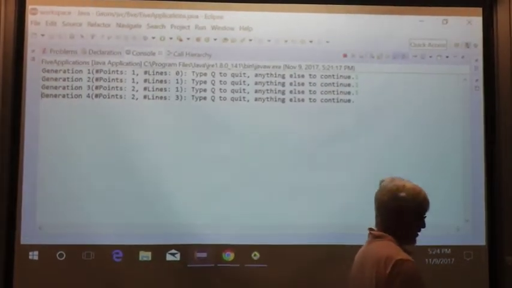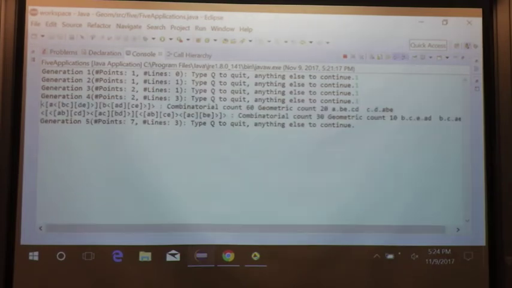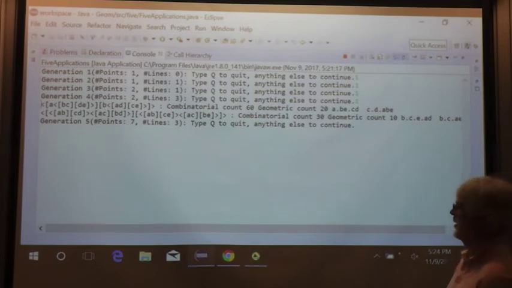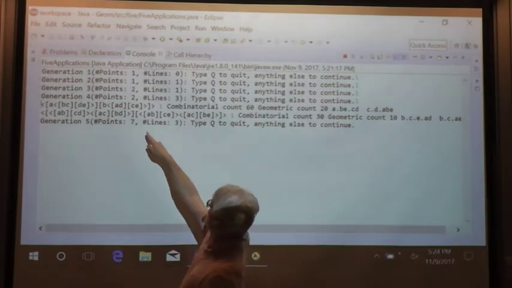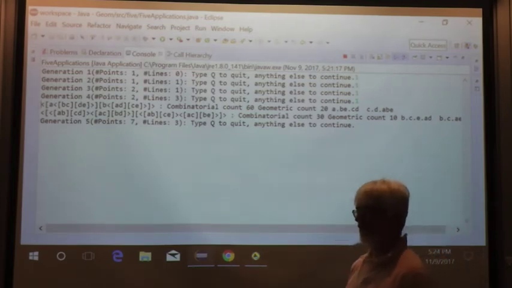So far, this isn't a great success. The computer's told us no theorems at all. Let's push it one step further to generation five. And at generation five, something happens. It discovers its first theorems. At generation five, there's five new types of points, and they include two theorems.